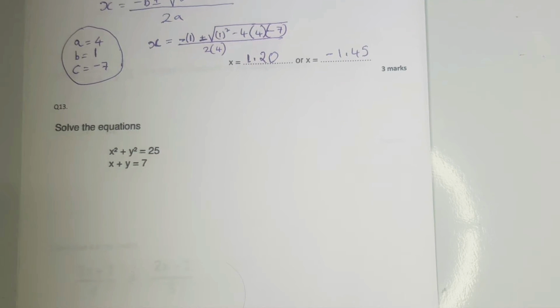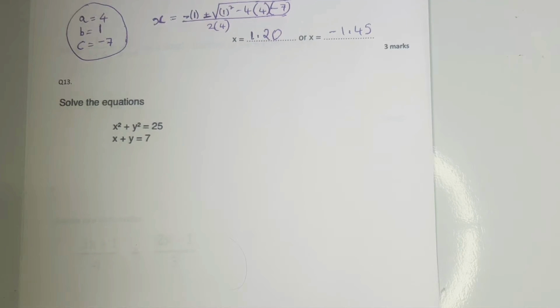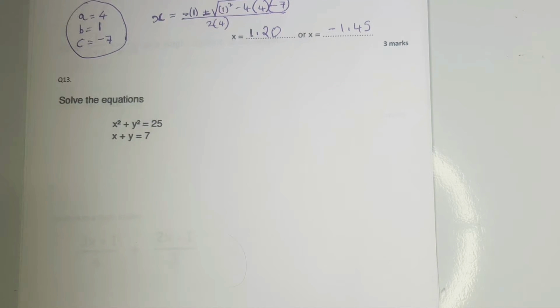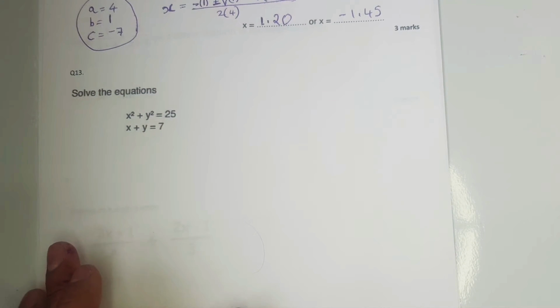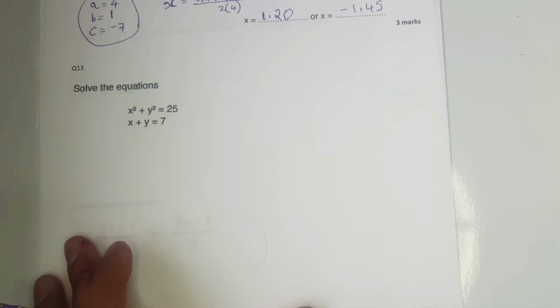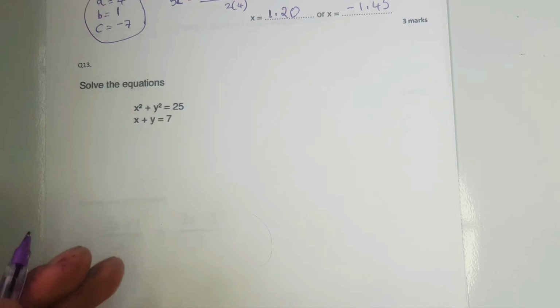Question 11. Question 11 is a 5-mark question. It's a quadratic simultaneous equation. So you've got a quadratic and a linear equation at the same time. So with these questions, you have to do it really carefully in steps so that you don't make a mistake.